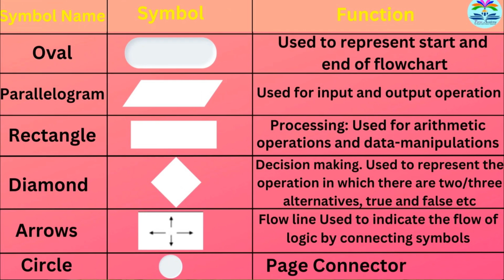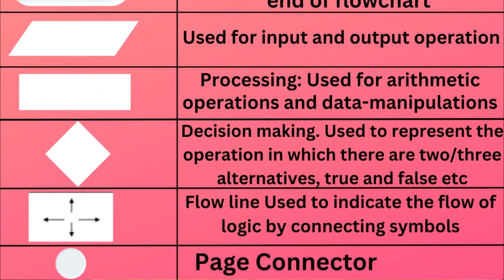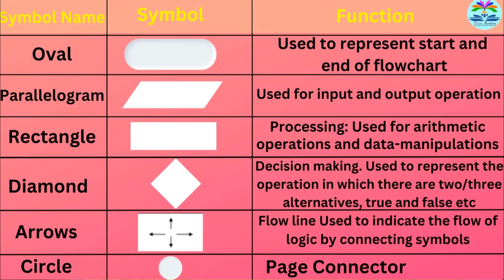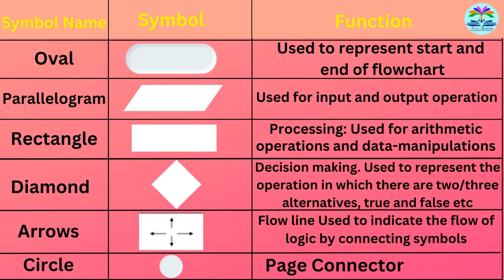Next is the diamond. Why do we use diamond shapes? Diamond shapes are basically used for decision making, and also to represent an operation in which there are two or three alternatives, either true or false. Next one is the arrow. There are basically four types of arrow: left, right, up, down. It is the flow line, used to indicate the flow of the logic by connecting the symbols.